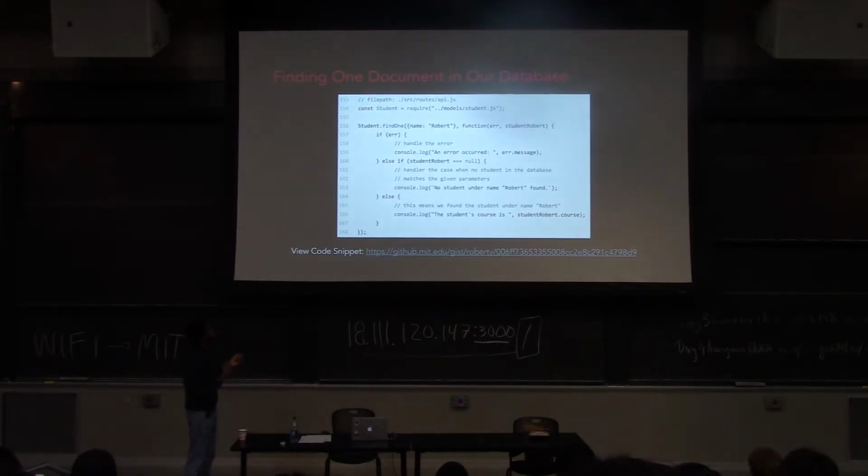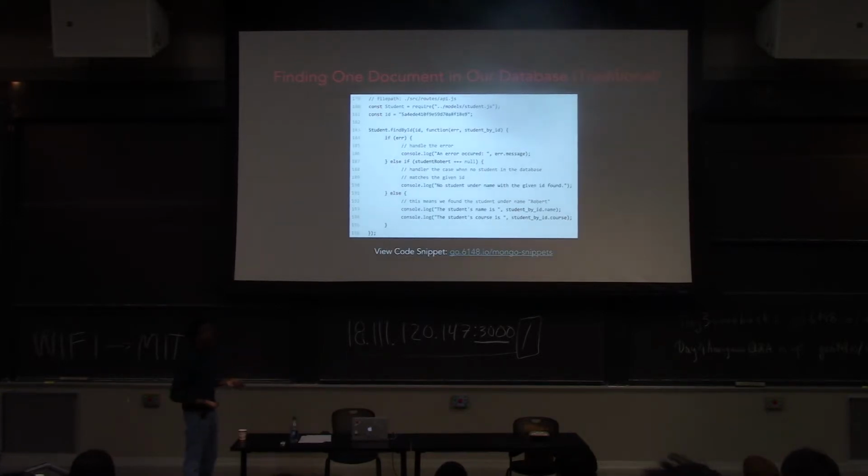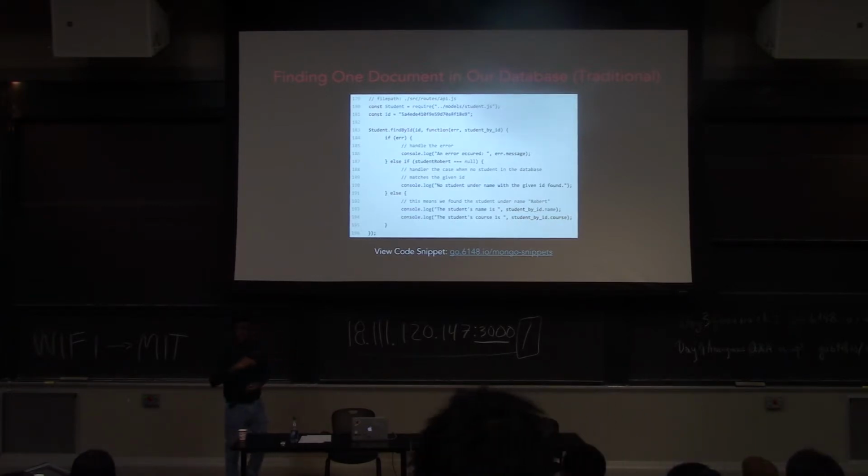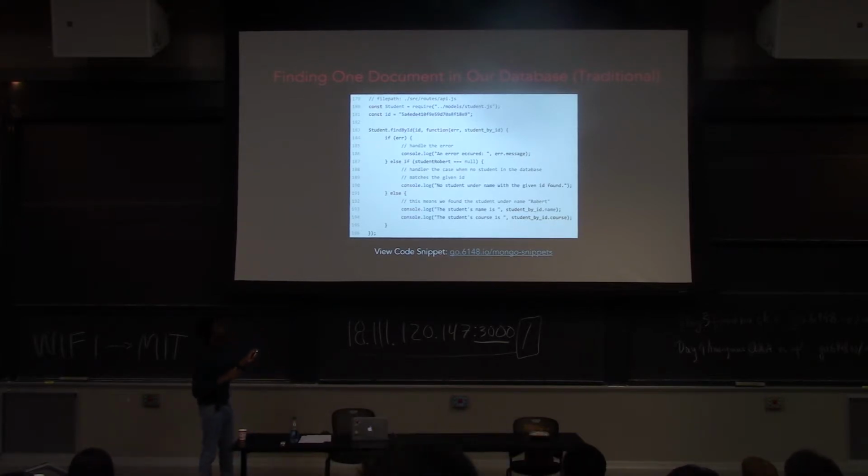So this was finding one document in a database. But there's another way that you could find a document. I say this is like the traditional way, but it's more like the standard practice. Remember when I said that whenever you save a document, your document has a unique ID. So if you're finding a document based on that ID, it will either find one specific person or not find anybody.